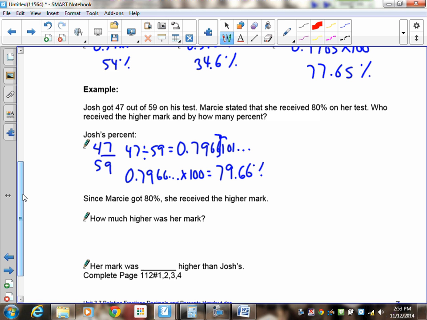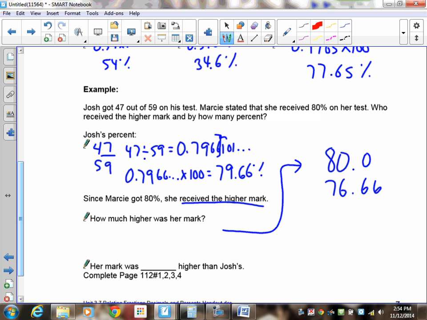Okay? Now, Marcy got 80%. She received the higher mark. I kind of gave it away there, didn't I? Okay? How much higher was her mark? Well, in order to find out how much higher it is, you've got to take 80 minus 79.66. Now remember, we did subtractions of decimals before. You have to line up the decimals.